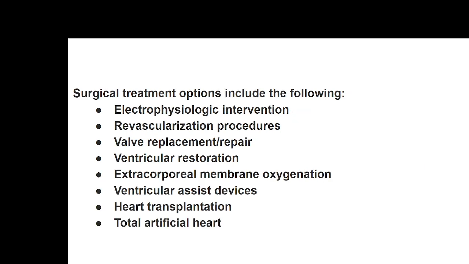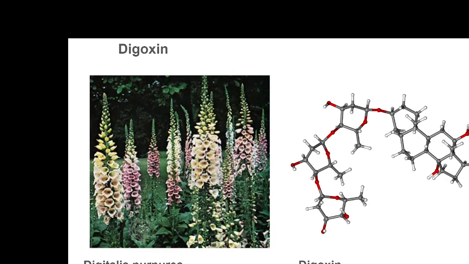Then even surgical treatment may be necessary depending upon the patient's condition. It could be an electrophysiological intervention, where the patient may have a severe arrhythmia and you may place a pacemaker, or the whole conduction could be modified. Revascularization procedures like stents or bypasses, or valve replacement or repair if there is a valvular obstruction. Ventricular restoration, where the ventricles are remodeled by surgical intervention, or extracorporeal oxygenation, what we call an artificial heart assist. Then there are lots of devices which can assist the ventricles, or heart transplantation or an artificial heart could be the other way. That's in brief about the management of Kaphaj hridroga possibility.